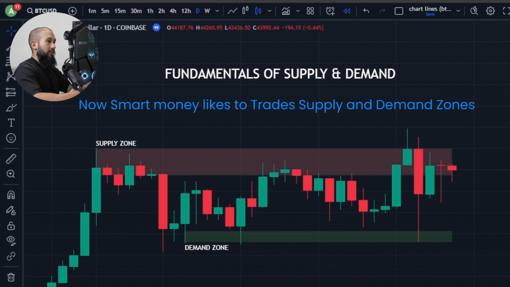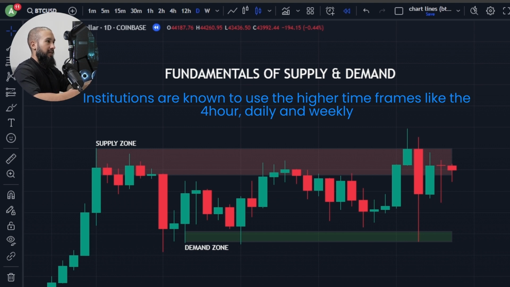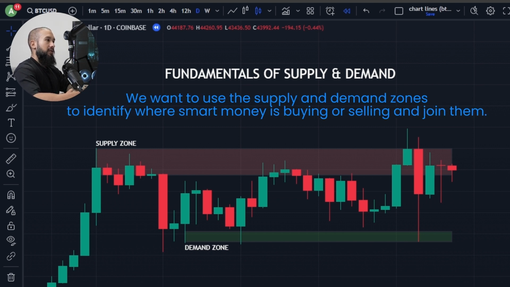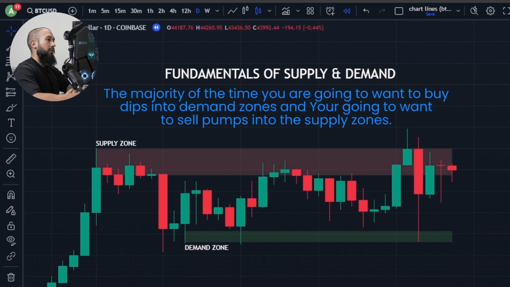Now, smart money likes to trade supply and demand zones. Smart money consists of institutional investors, banks, wells, and market makers, aka the professionals. Institutions are known to use the higher time frames like the daily, weekly, and monthly. We want to use the supply and demand zones to identify where the smart money is buying or selling and join them. They are the ones making money hand over fist. The goal is to identify where the big money is getting into the market so we can trade with them. The majority of the time, you're going to want to buy dips into the demand zones, and you're going to want to sell pumps into the supply zones.